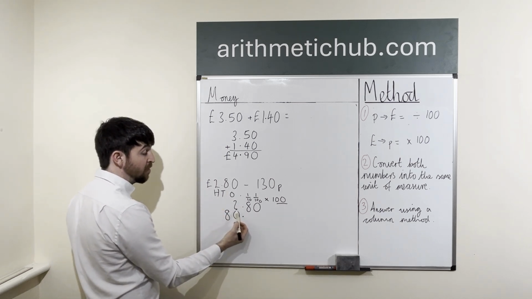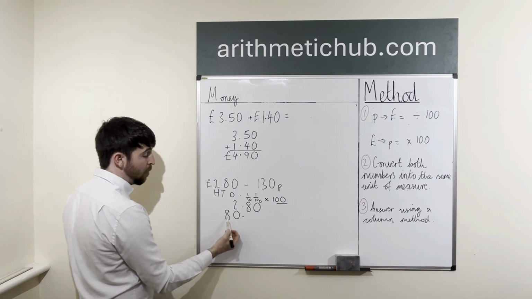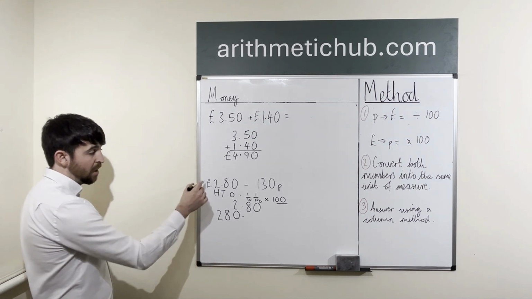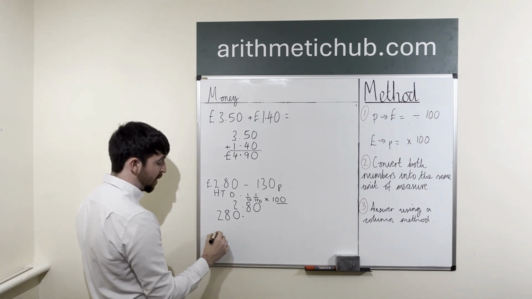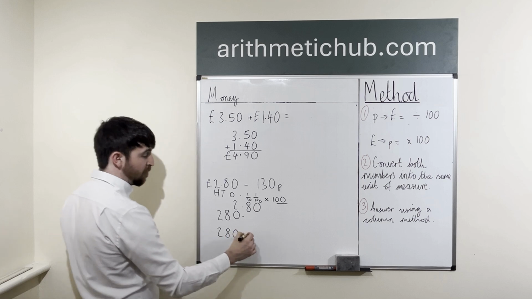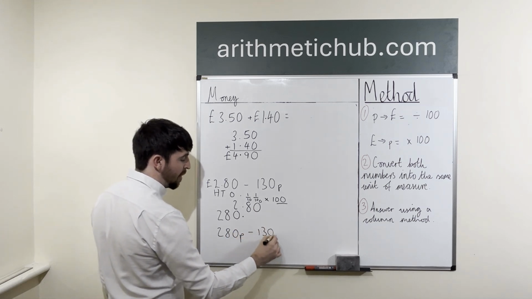Finally, I'm going to move my 2. I'm going to drop it down and move it once, twice, to make it 280. So now my £2.80 has become 280 pence. And I'm subtracting 130 pence.